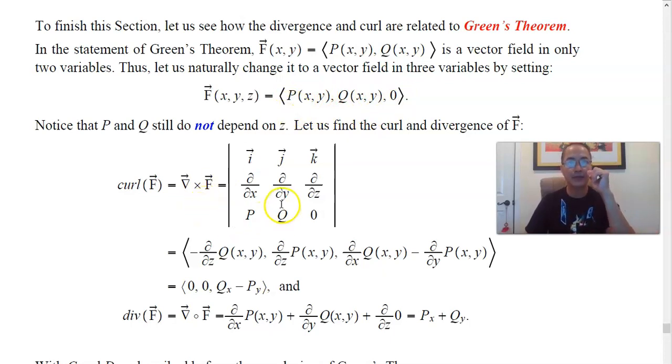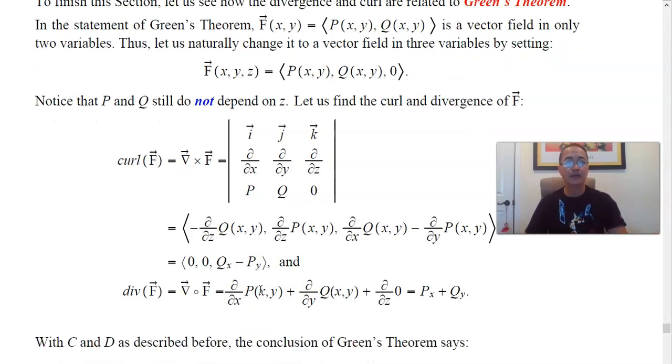So what's the curl of this? We're going to get 0 and partial with respect to z of Q. Well, there is no z in Q, so that's going to be 0. How about for j, the partial with respect to z of P? Again, there's no z in P, so that's 0 minus 0. Good, 0. Now, for k, partial of Q with respect to x minus partial of P with respect to y. Qx minus Py, same as the general formula. So that is what appears in Green's theorem. For the divergence, though, we don't get Qx minus Py. We get something else.